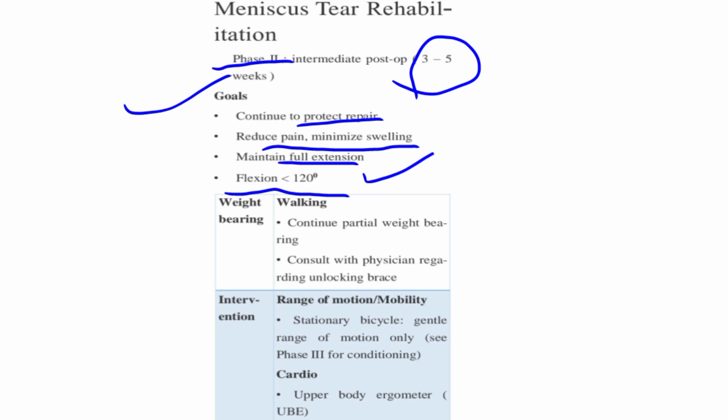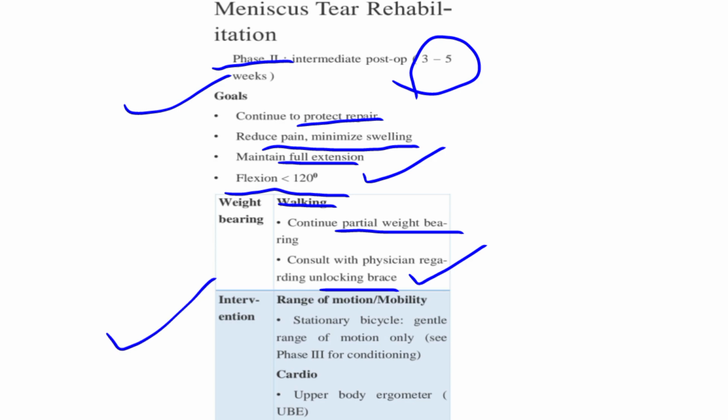Don't go for full flexion range. Weight bearing we do is the walking, continue partial weight bearing. Consult with the physician regarding unlocking the brace. If the patient wants to remove the brace, then always consult with the physician.